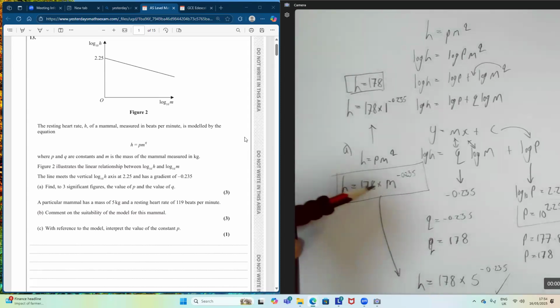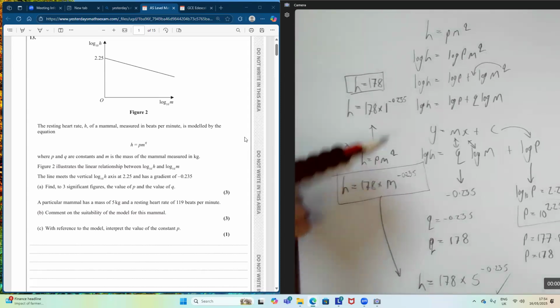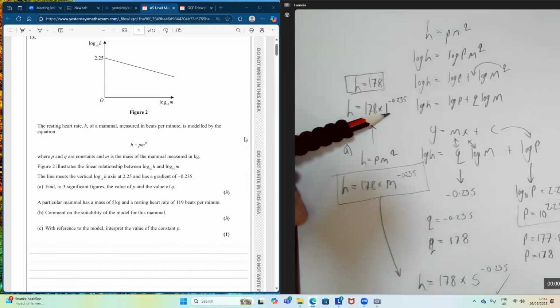Because the m is the variable in this equation, when we've got a mass of 1, we end up with a heart rate for the mammal of 178. So the answer to the question is: the significance of the value P is that it's the resting heart rate of a mammal with a mass of 1 kilogram.